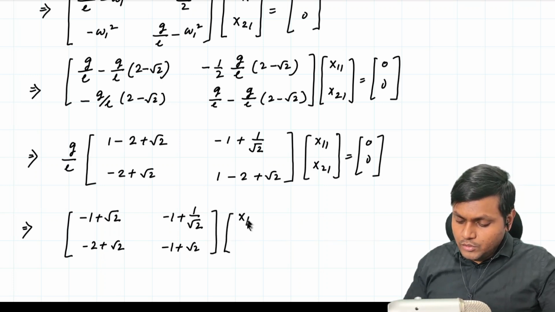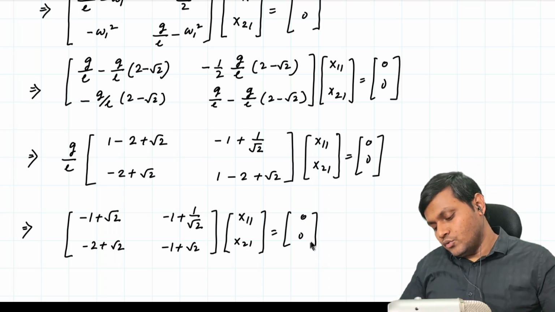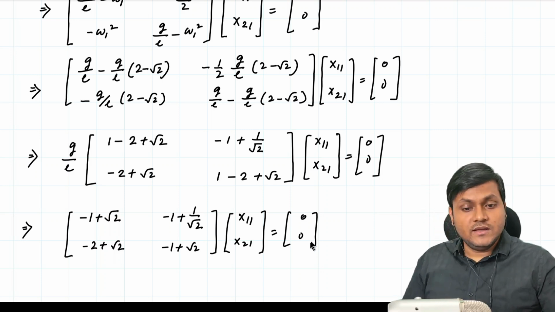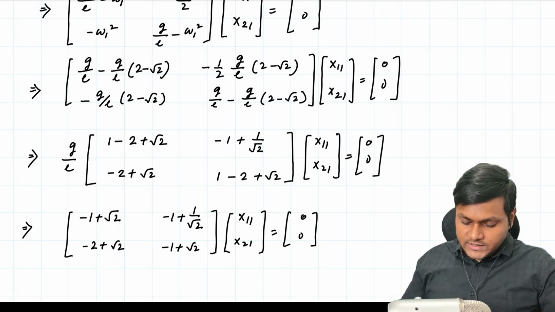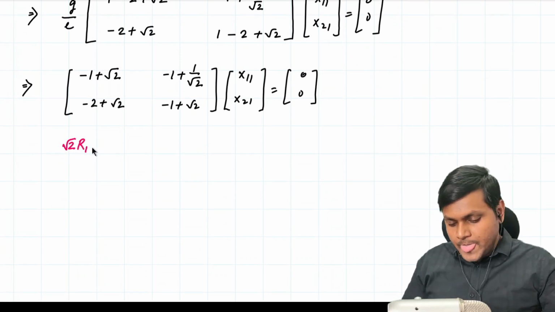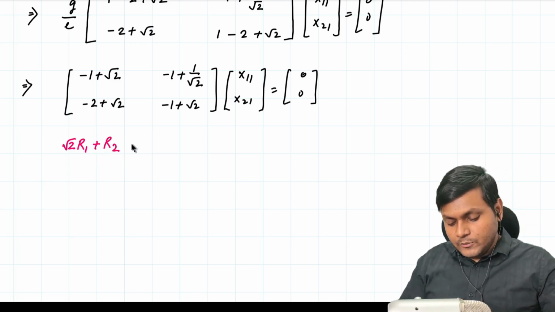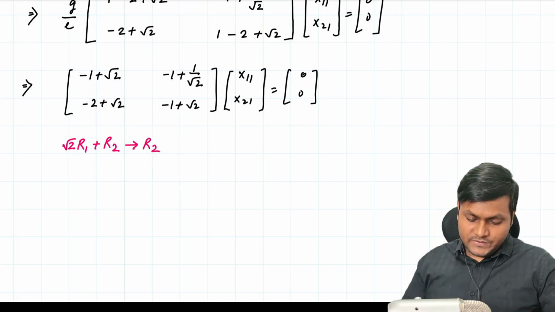Now, if I want to obtain the eigenvector, what I can do is reduce this matrix that I have and make one of the rows 0. That will really simplify what I'm trying to do here. So what I'm going to do here is multiply root 2 with the first row, and then add it to the second row, and substitute it in the second row. If I do that, what happens?